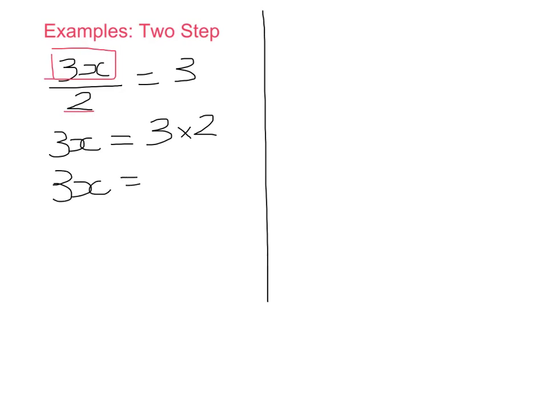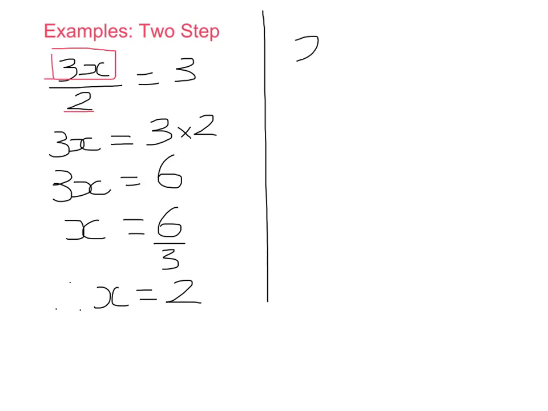3x equals 6. Then it's again a matter of inversing. So 3x, inverse of multiplication is division. 6 divided by 3, therefore x equals 2. Really straightforward, guys. Really simple, not too challenging. Let's try something a little bit more tricky.